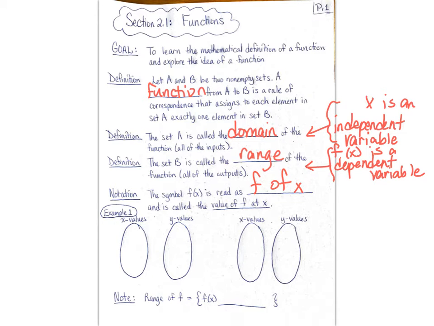So let's look at an example. Suppose that we have some x values, 1, -2, and 3. And then suppose your y values are 2, 4, and -1. Suppose we send 1 to 2, -2 to 4, and 3 goes to -1.